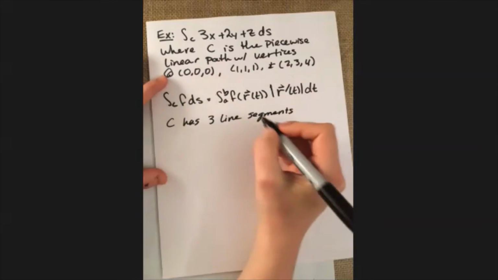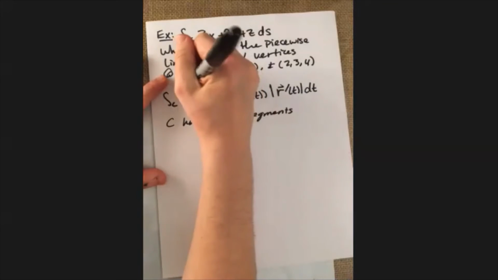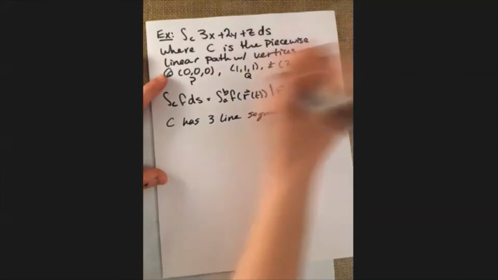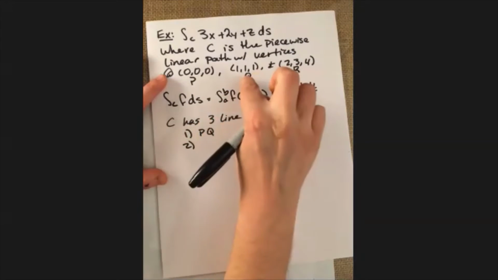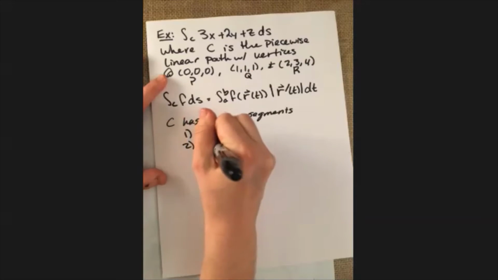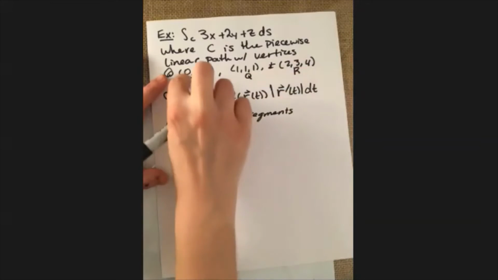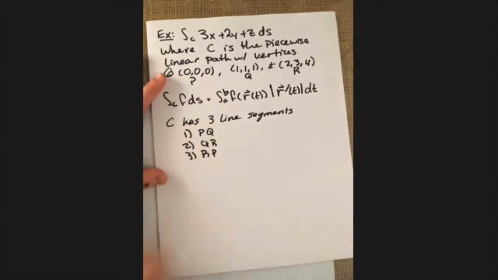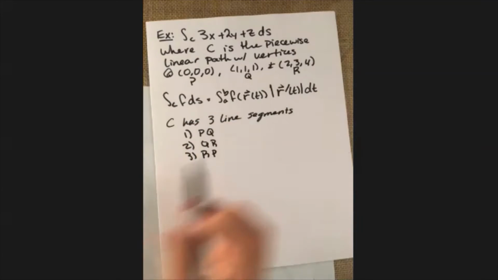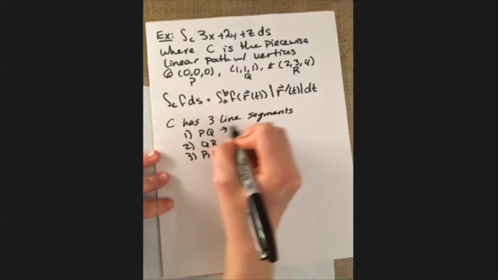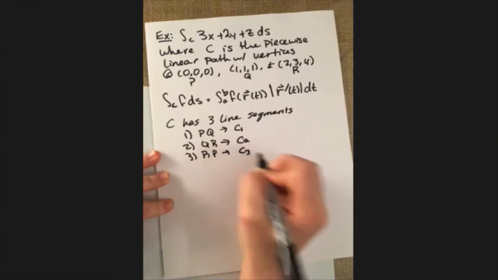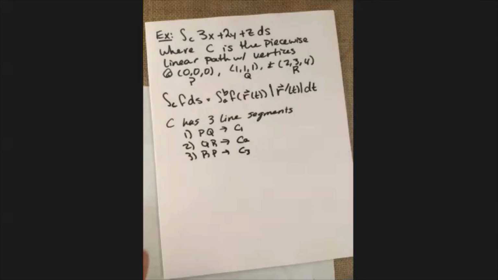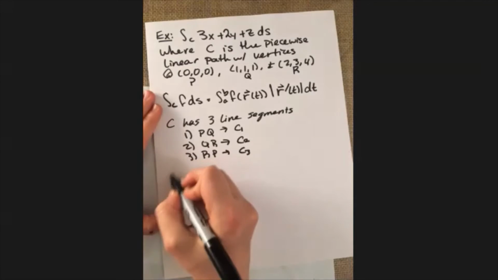These 3 line segments are made by, I should label my points, P, Q, and R. My first line segment is PQ, my second line segment goes from Q to R, and my third line segment goes from R to P. I can call these C1, C2, and C3. And so since I have 3 different rules, I have to break my integral into 3 different parts.